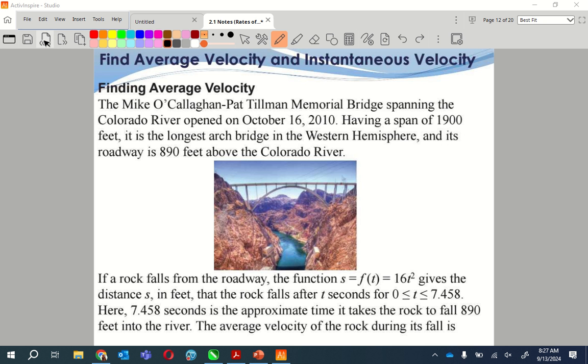There we go. Okay. Finding average velocity. Now, when I gave you the notes the other day, I said average velocity is what? You wrote it on your notes. I told you, I said, hey, average velocity means something special.